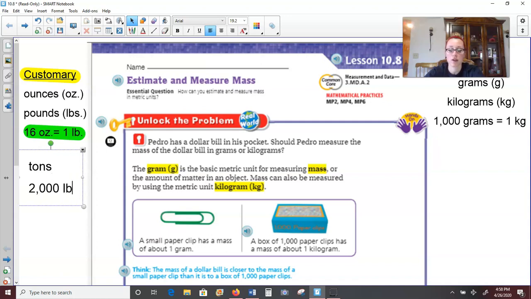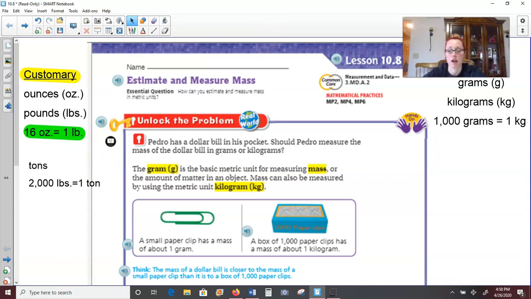So when we are measuring things in tons, we're talking about really large objects. So we would measure cars or trucks, boats, airplanes, large animals like elephants and blue whales. We would measure their weight maybe by the ton. But since we don't use tons as often, it's not always mentioned. But today we're not talking about ounces, pounds, and tons.